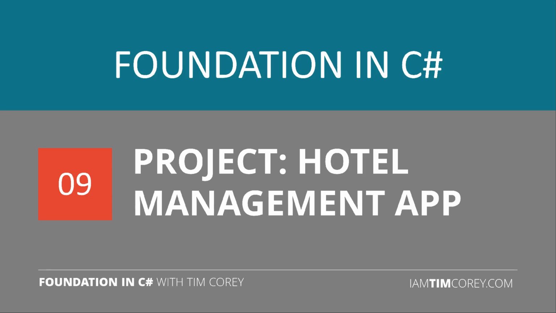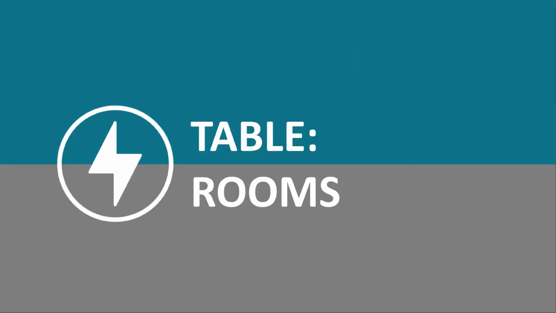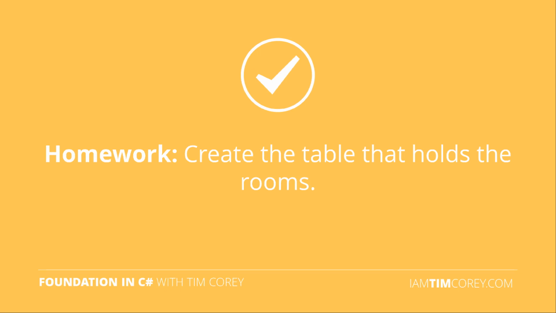We're currently in Module 9. In this lesson, we're going to be building the rooms table. So let's go to the homework. And the homework is to create the table that holds the rooms. Pretty straightforward. Go to the data design that you have documented and create that table. Don't forget to add a relationship to the room type. Okay? So make sure you have that in place. All right, so pause the video right now and come back when you're done.